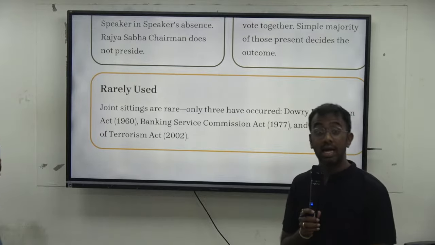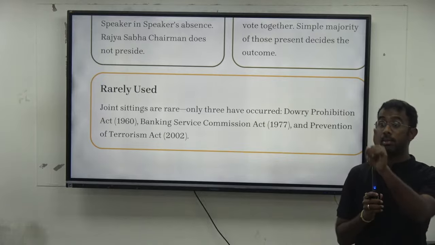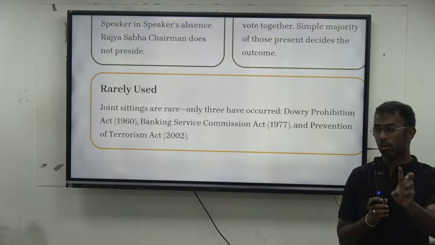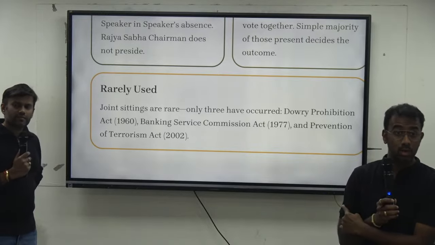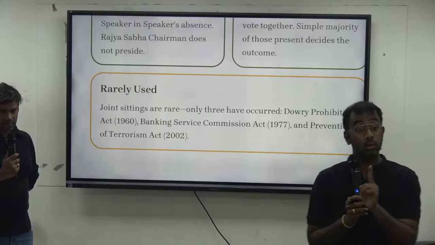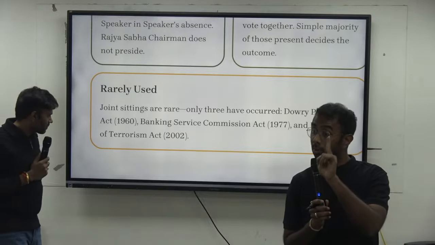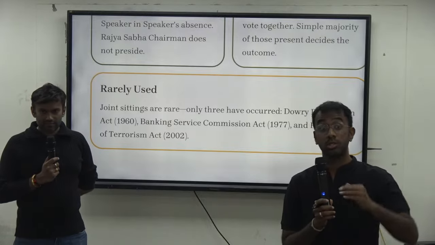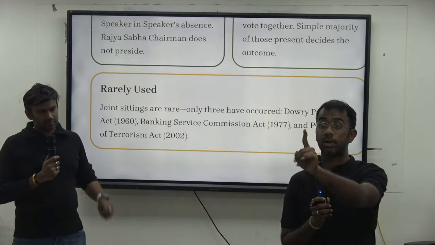Dowry Prohibition Act 1960. This was the first time a joint sitting was conducted. Okay, till now only 3 times, and the latest was the Prevention of Terrorism Act, POTA Act 2002. That is when a joint sitting was called. This 1, 2, 3 we won't focus on. We focus on the procedural aspect, but the factual aspect also I should be knowing.